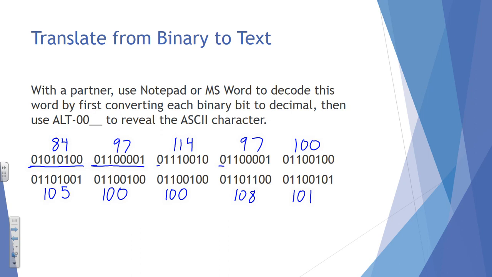Okay, when you convert the rest of those bytes of data into decimal form, these are all base 10, but I'm not going to write the subscript on all these. We should get 84 and 97 as we did before, then the rest: 114, 97, 100, 105, 100, 100, 108, and 101. Now, let's enter those using a text editor.